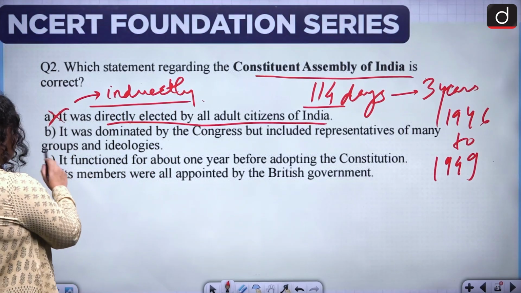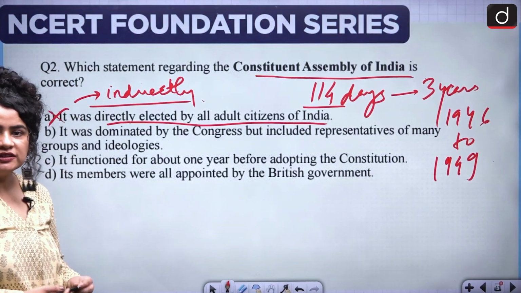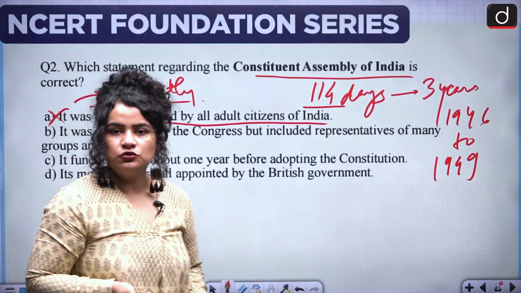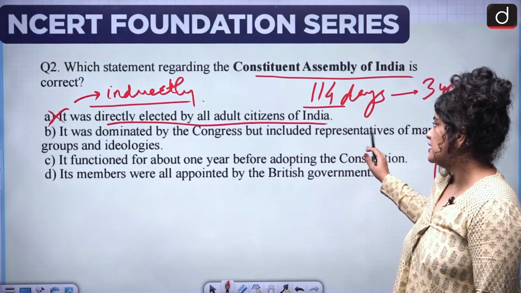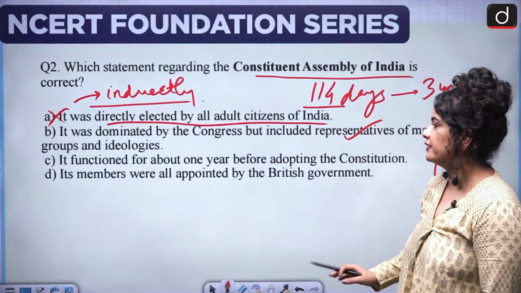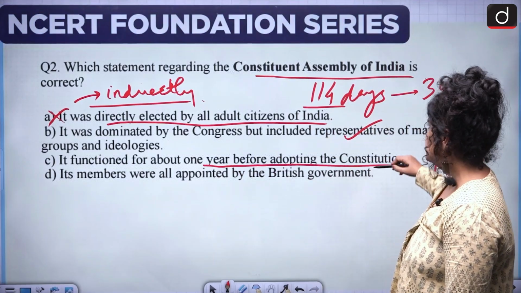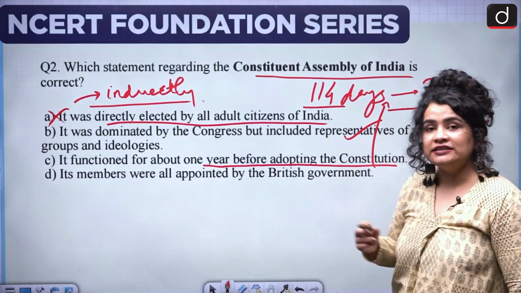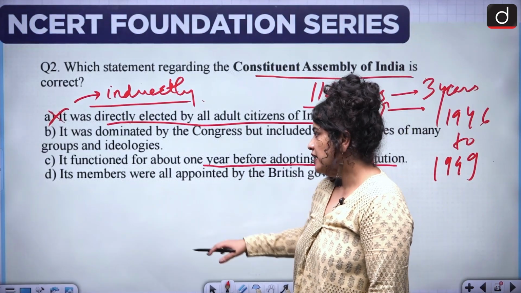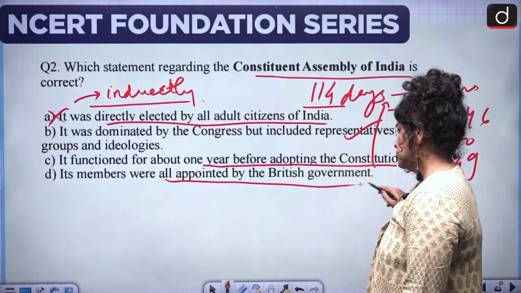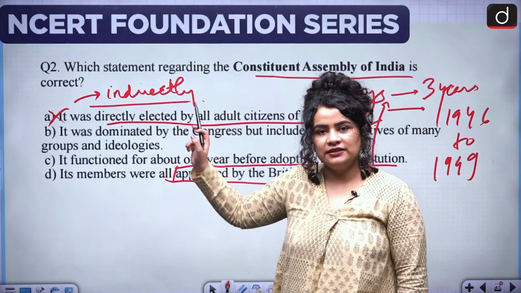B, it was dominated by the Congress but included representatives of many groups and ideologies. That is correct. It was indeed dominated by the Congress, but it is also true that it did represent people from diverse socio-economic backgrounds and ideologies. So this is correct. C, it functioned for about 1 year before adopting the Constitution. No, we've just discussed it functioned for at least 3 years before the final form of the Constitution was adopted. And D, its members were all appointed by the British government. No, also wrong. Some members were appointed, some members were elected indirectly.